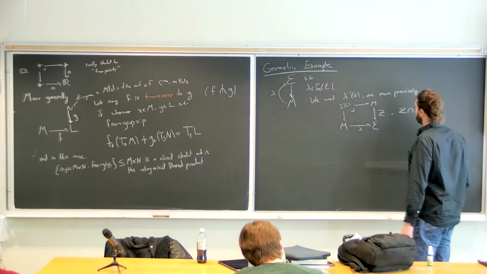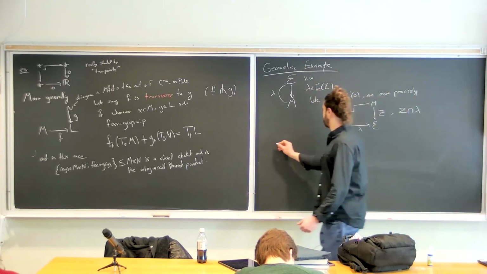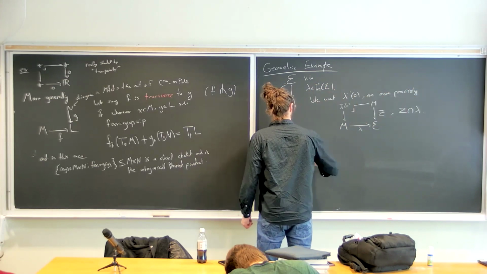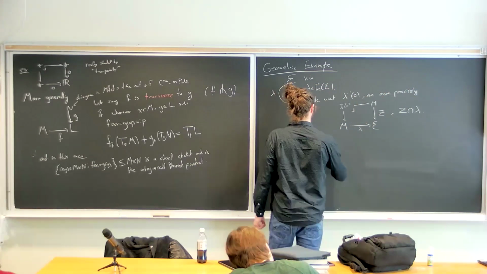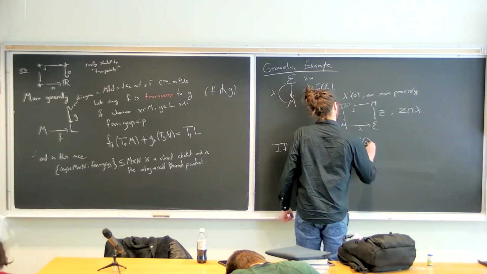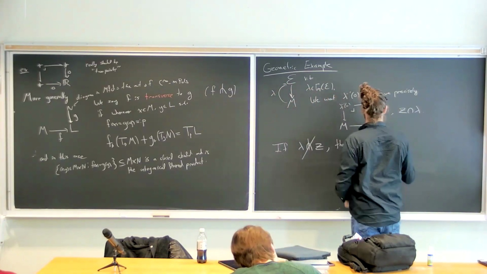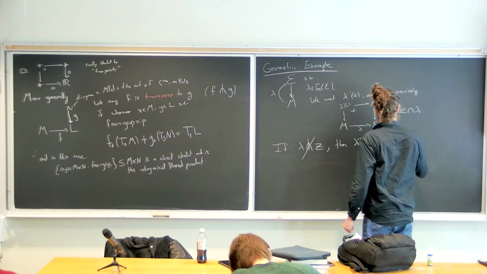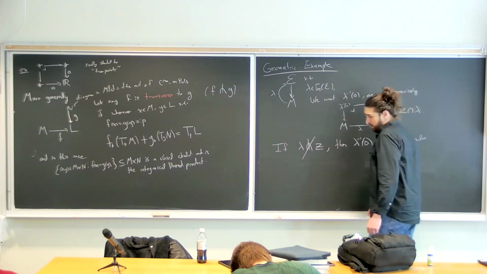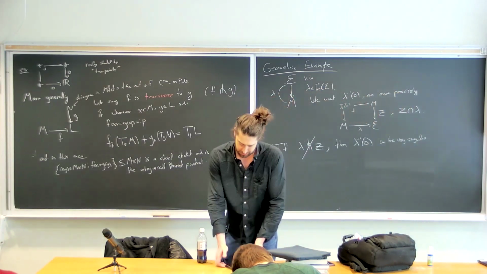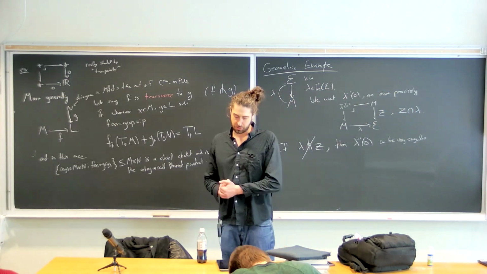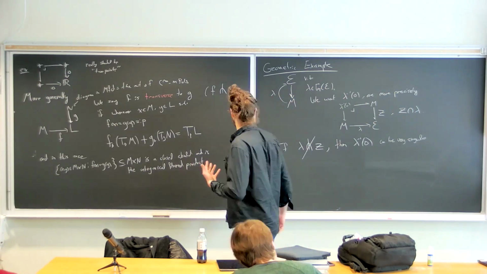Okay. Now, if lambda is not transverse to the 0 section, the zeros of this section can be very singular. And lots of moduli spaces are constructed in this way. So, I mean, this has caused some issues. So let's look at an important example of this.